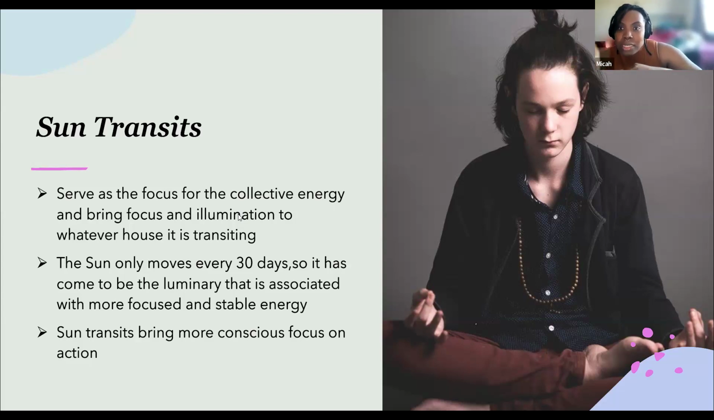The light is literally dimming. It's not set yet, but it is dimming. So that's why the sun does not do well in the eighth house in particular. It can do fine in the 12th.